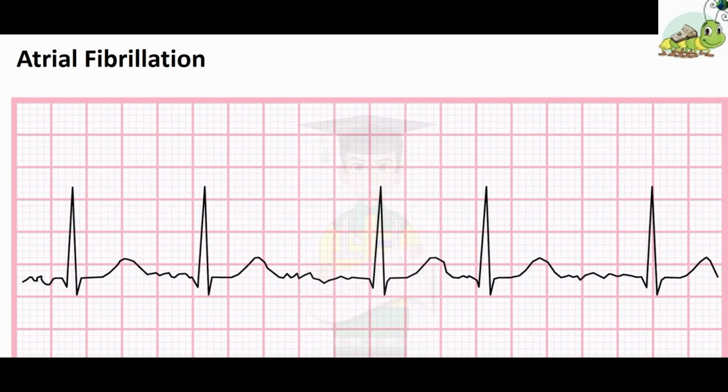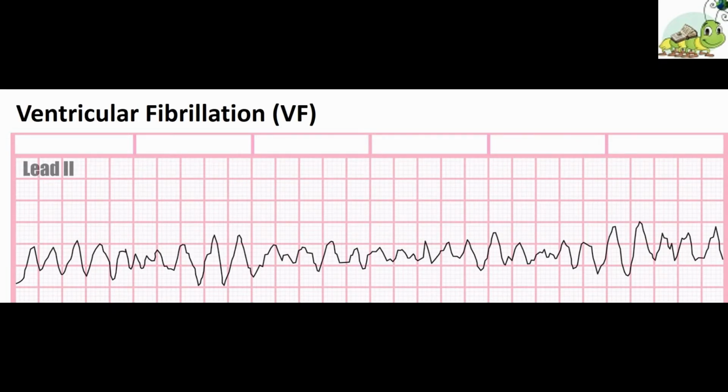Fibrillation occurs when the cardiac muscle no longer displays synchronous depolarization. Atrial fibrillation is lack of synchronous depolarization of the atria and is not life-threatening. Ventricular fibrillation is lack of synchronous depolarization of the ventricles and is incompatible with life.